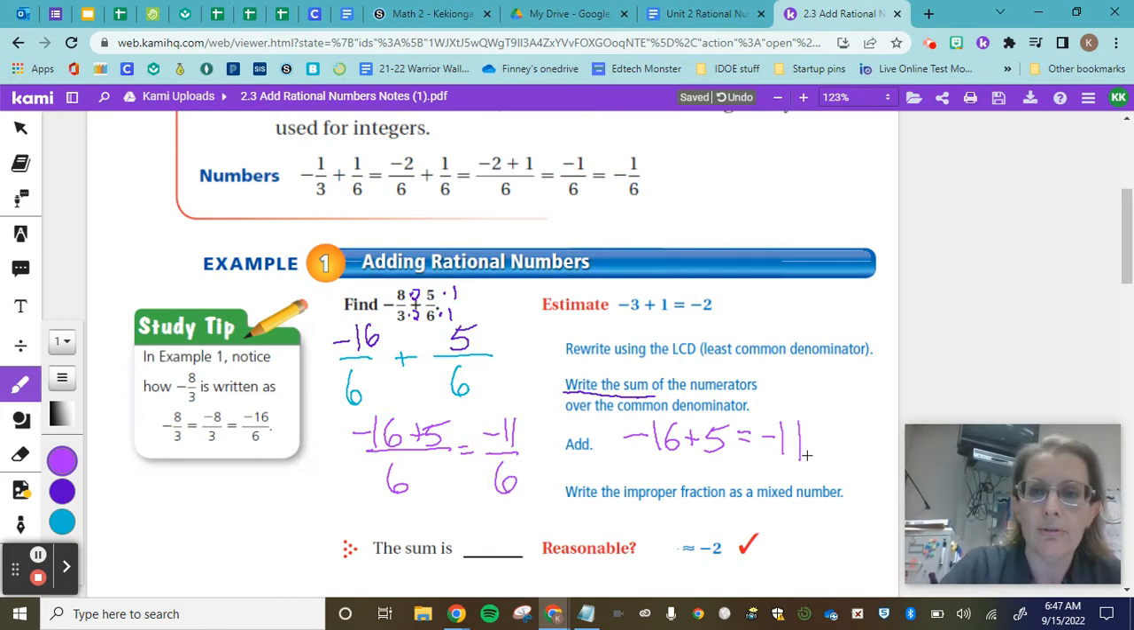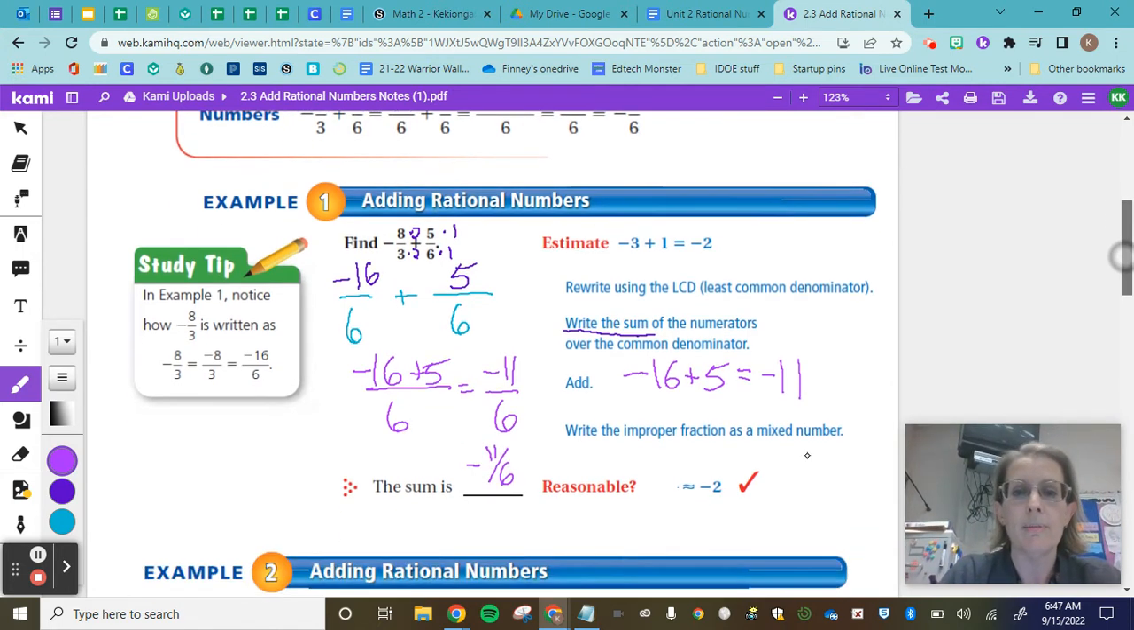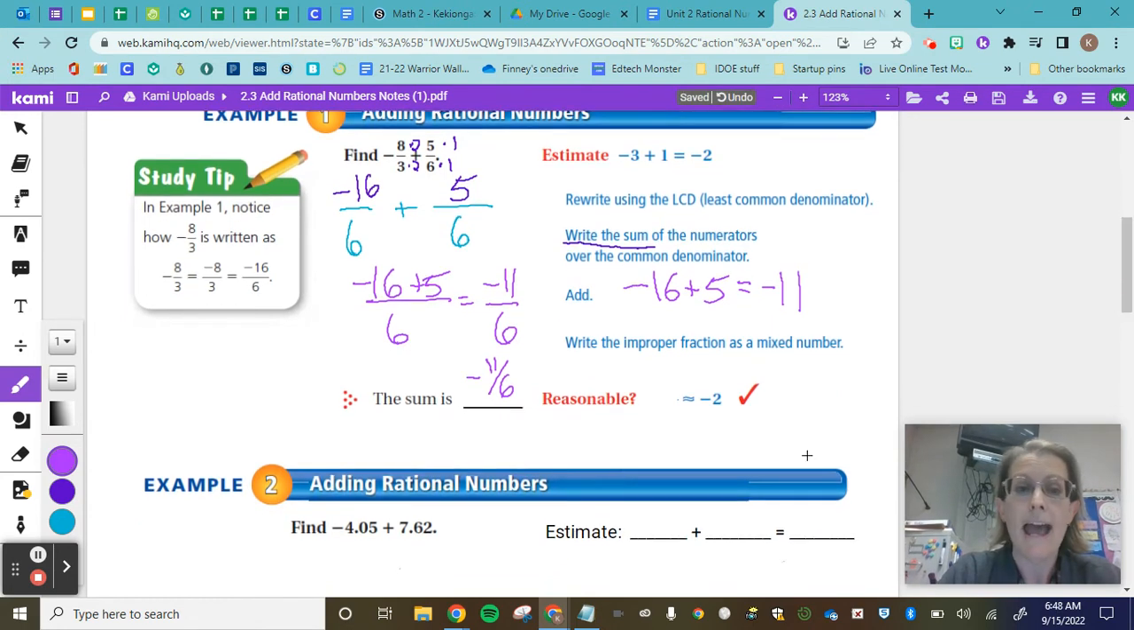So if I look, I was trying to figure out, is my answer reasonable? So 11 over 6, 11 divided by 6 is close to 12 divided by 6, and 12 divided by 6 is 2. So -11 divided by 6 is close to -2. And you could turn it into a mixed number if you want to, but you do not have to.